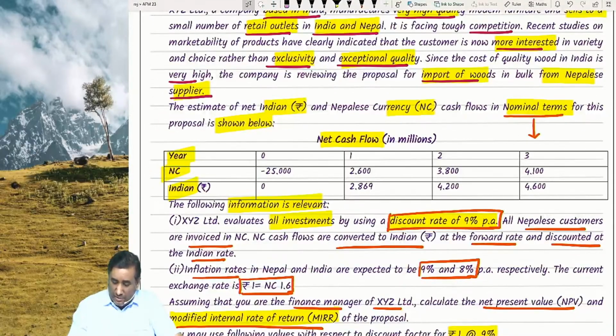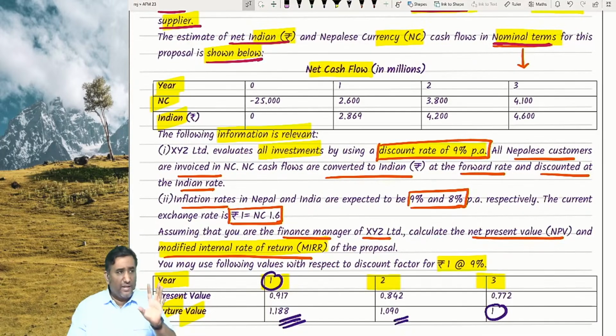Maybe for that reason I might not have covered it. The net Indian rupee Nepali currency cash flow in nominal terms for this is shown below. These are the data points given. In that we had 5 years of data, I think this is 3 years of data. It evaluates all investments at a discount rate of what? 9%. No challenge comes to you.